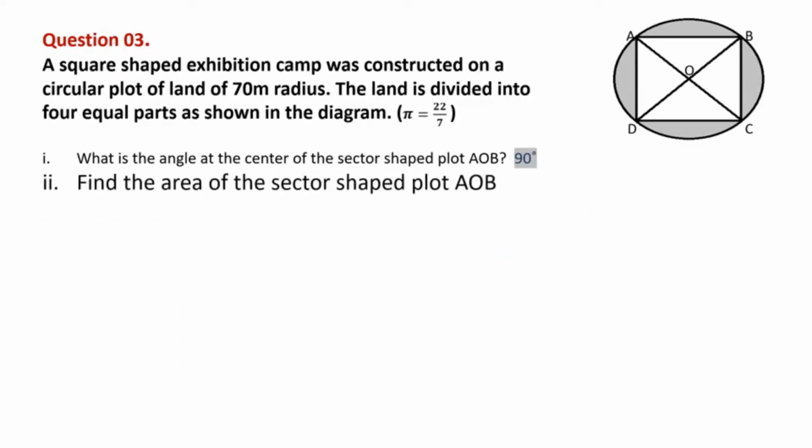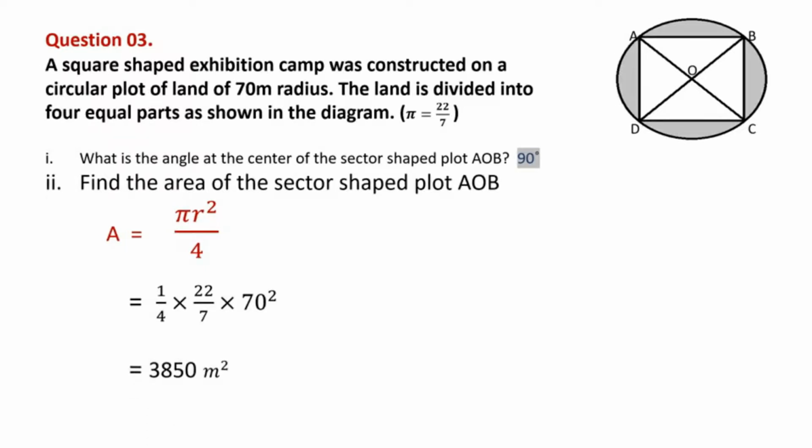The next part of the question tells us to find the area of the sector-shaped plot AOB. We have already learned how to find the area of a sector. In this case, AOB is a quarter circle. So I divide the area of the circle by 4. By applying this equation, you get the area to be 3,850 meters squared.